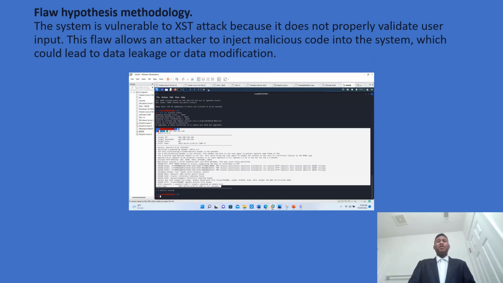Permit me to talk on the flaw hypothesis methodology. Below is a screenshot of a system vulnerable to SQL injection attack. The system is vulnerable to SQL injection attack because it does not properly validate users' input. These flaws allow an attacker to inject malicious code into the system, which could lead to data leakage and data modification.